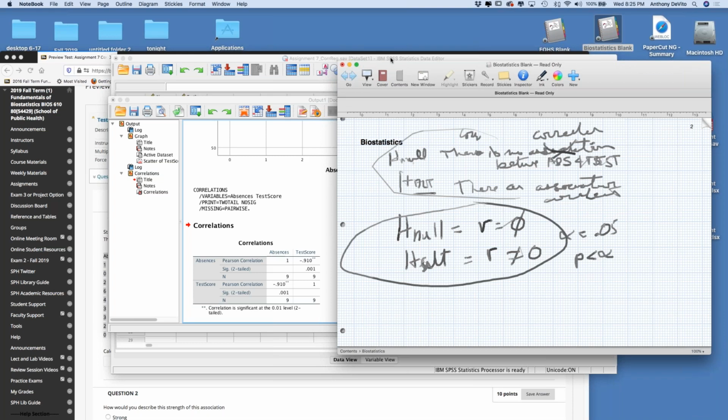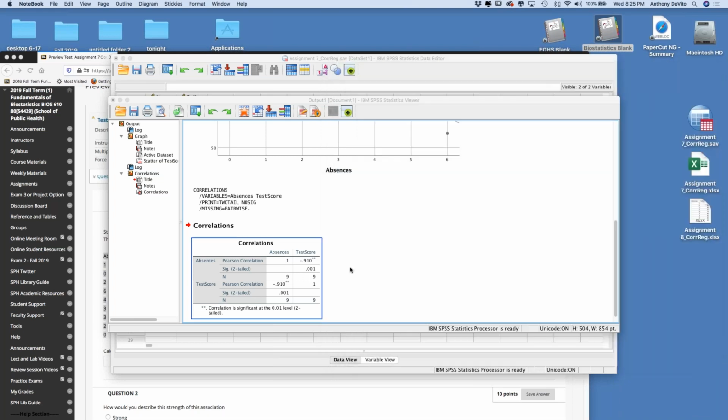Okay, so I'm going to get this out of the way. So that's our null hypothesis. In this case, I'm going to ask you a question. Can I reject the null hypothesis here? I'm going to wait for somebody to type it in. Yes, we can reject it because the significance or the p-value is less than 0.05.